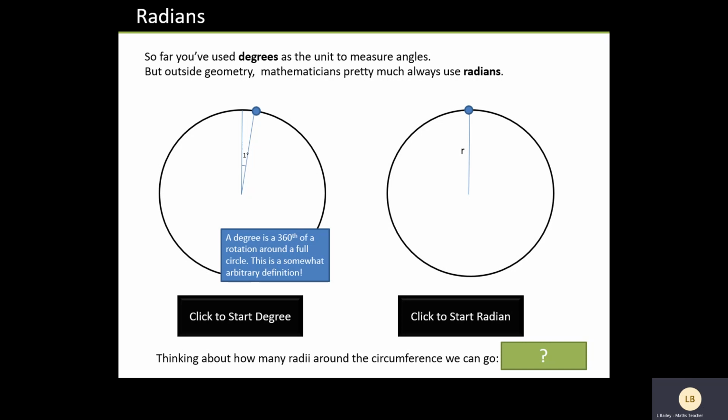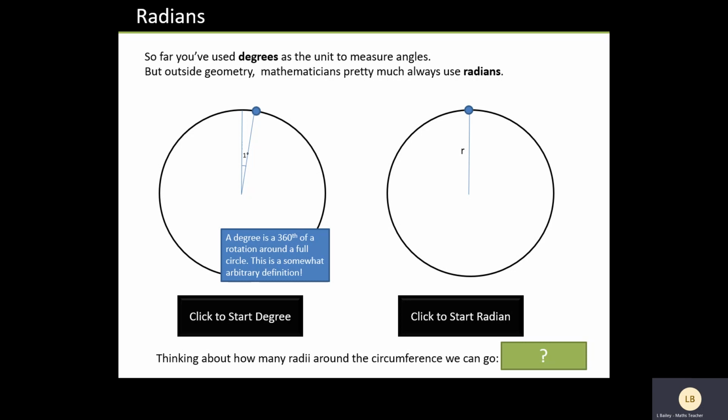However, mathematically, there's lots of reasons why degrees aren't an ideal measure to use. An alternative measure is radians, and radians have got lots of advantages. Firstly, if you're looking at finding particular arc lengths of the circumference, or if you're looking at areas of sectors, the formulas are much easier to calculate using radians than they are using degrees.